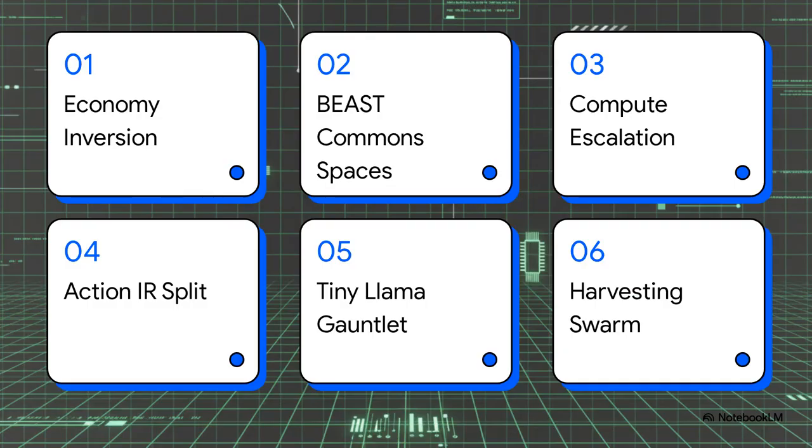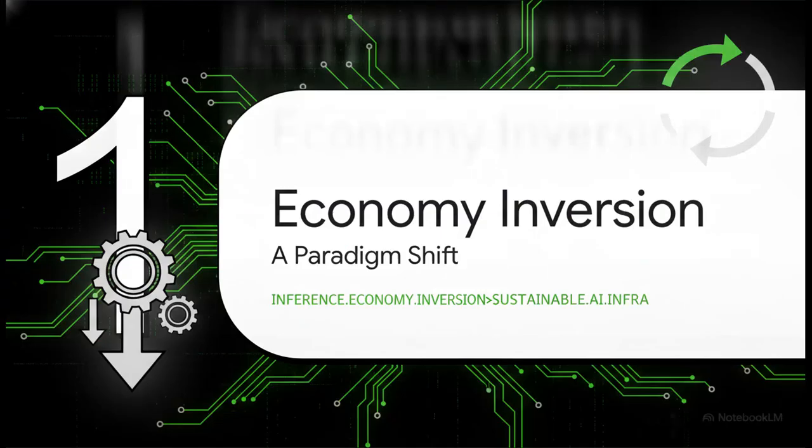Here's our boot sequence for today. We're going to cover the economy inversion, check out the Beast commons, climb the compute escalation ladder, break down the action IR split, run the tiny llama gauntlet, and wrap up by harvesting the swarm commons. Let's get into it. Section 1.